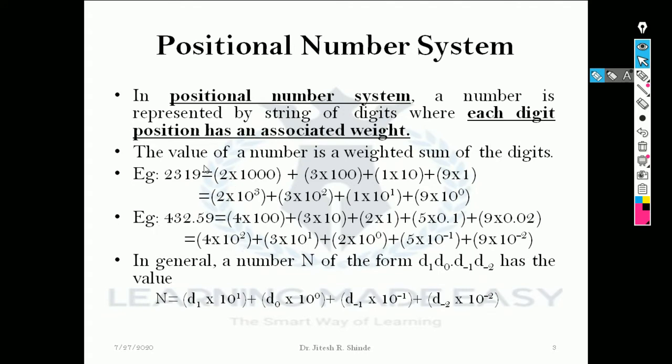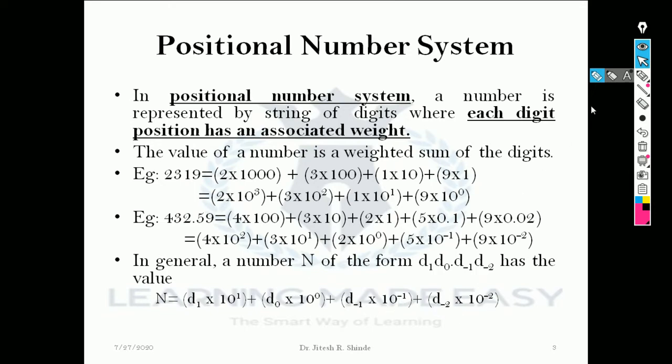The value of a number is a weighted sum of the digits. This example illustrates 432.59: if we sum up the brackets, we again get the answer 432.59. Thus a number in the decimal number system can be represented in a generalized way as N equals D1 into 10 to the power 1, where 10 indicates the base of the given number system. For the decimal number system, the base is 10, plus D0 cross 10 to the power 0, plus D base minus 1 cross 10 to the power minus 1, plus D base minus 2 cross 10 to the power minus 2.